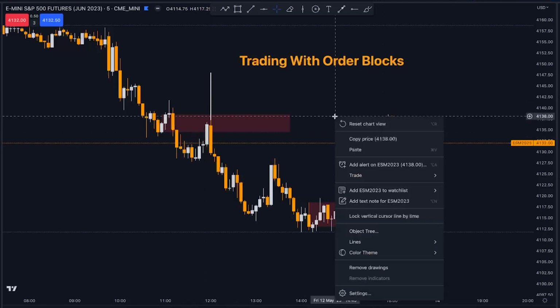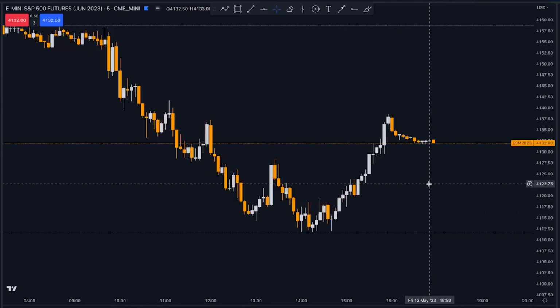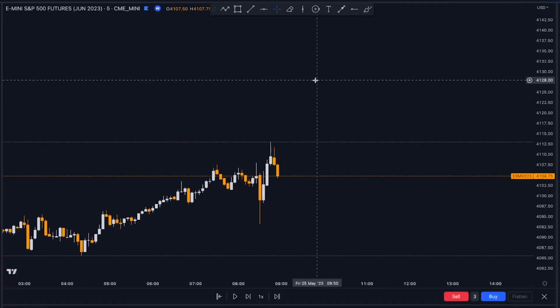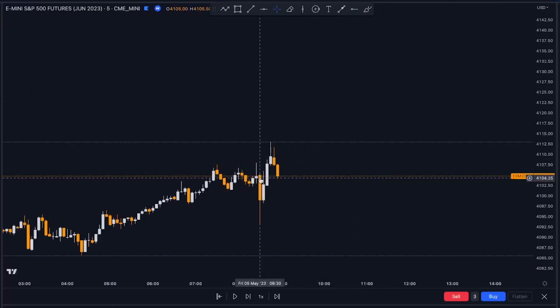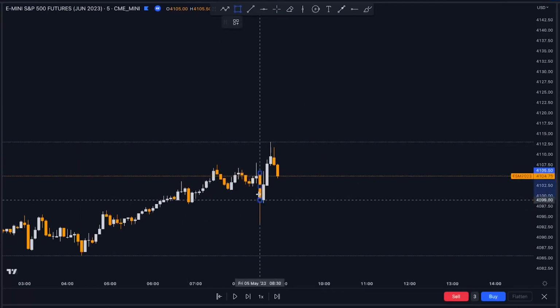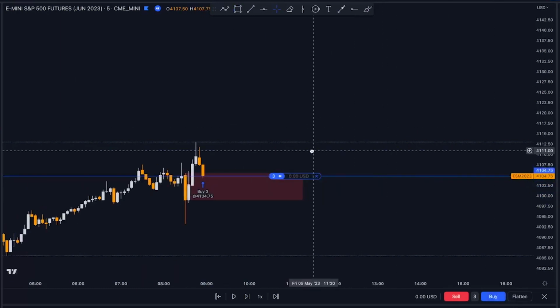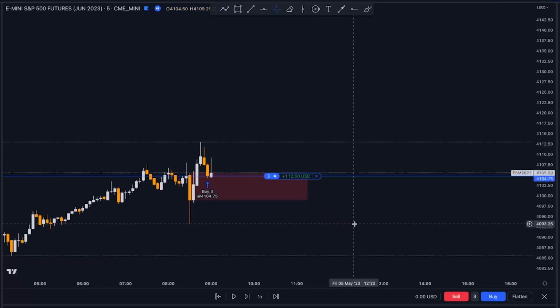Now, let me show you some trade examples to show how this looks in live action. So let's look right here. We can see that this down closing candle took out all of the liquidity. So right now, this is your order block. You can enter long here. Your stop loss should be below this wick at least.